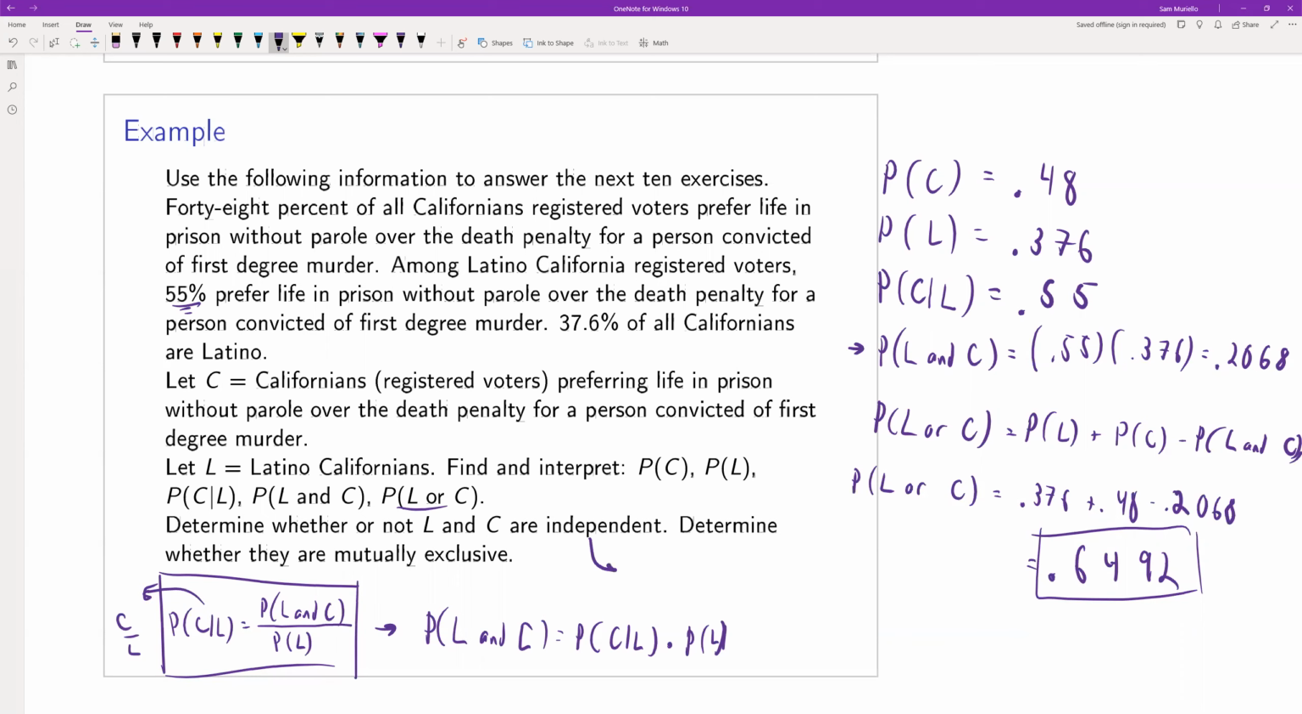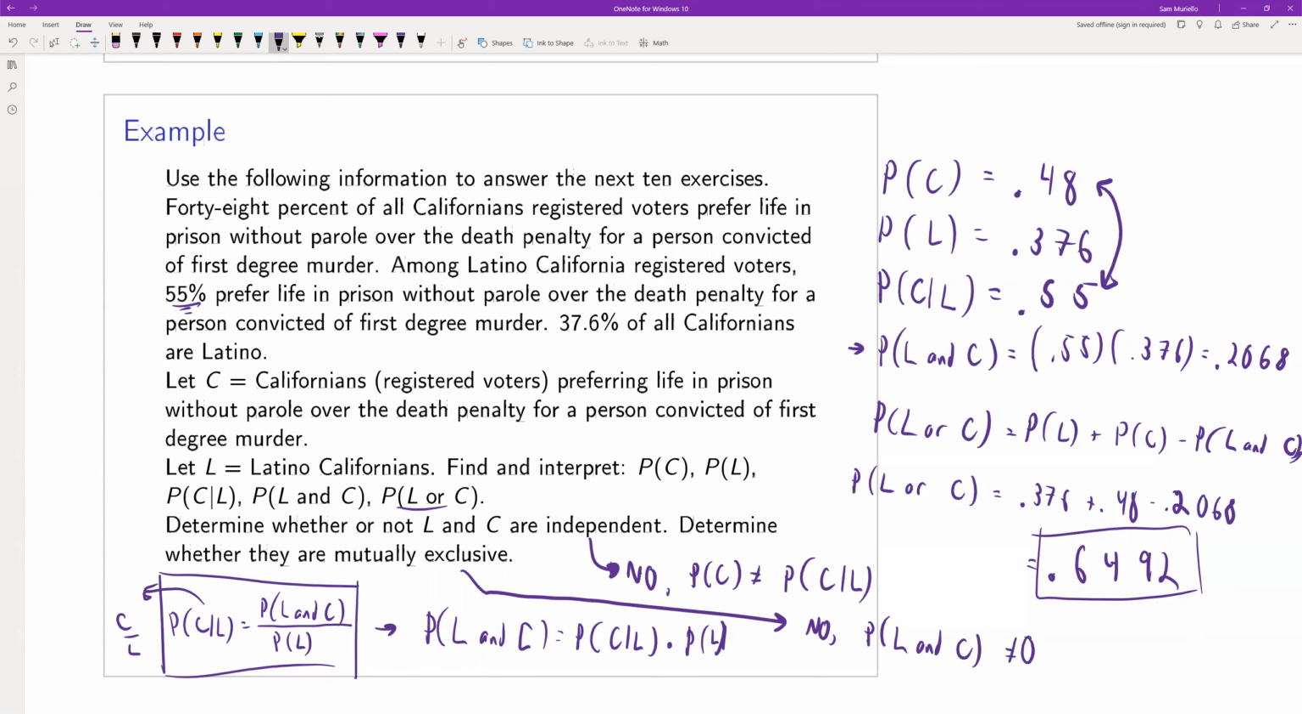Finally, are they independent? If they were independent, then it shouldn't matter whether one thing is true when looking at the other. And take a look at these two probabilities. The odds that they're in favor of this certain policy changes based on whether or not the voter is Latino. So no, they are not independent because P of C is not equal to P of C given L. They should have been equal. Similarly, are they mutually exclusive? No, because the probability that L and C happens is not 0. Only if the probability of the overlap is 0 are the events mutually exclusive.